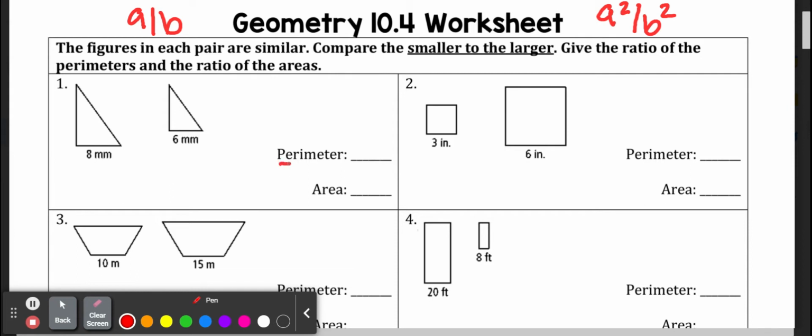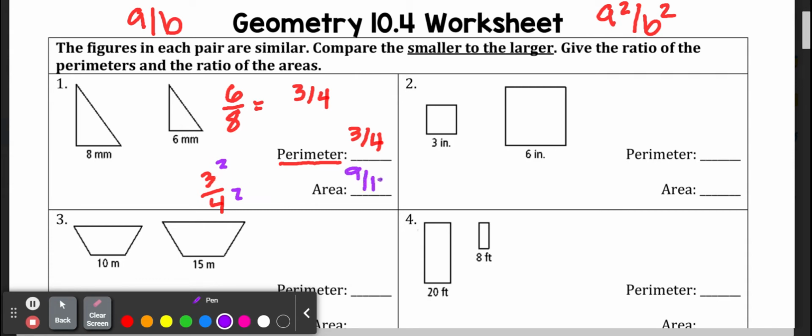So perimeter, like we said, is just one dimension. So we're going to do A over B. So we have 6 to 8. It's small to large. So we're just going to go 6 over 8, but that reduces to 3 over 4. And that's my A to B. So 3 over 4. To get the area ratio, we're just going to take 3 over 4, and we are going to square it. Because when we square it, we'll get the area ratio, which is over here. So it's going to be 9 over 16. There you go. All right.